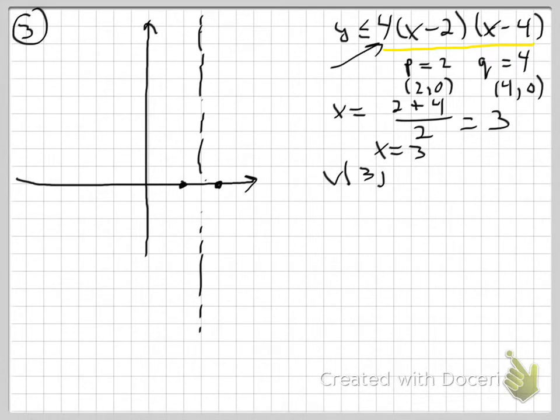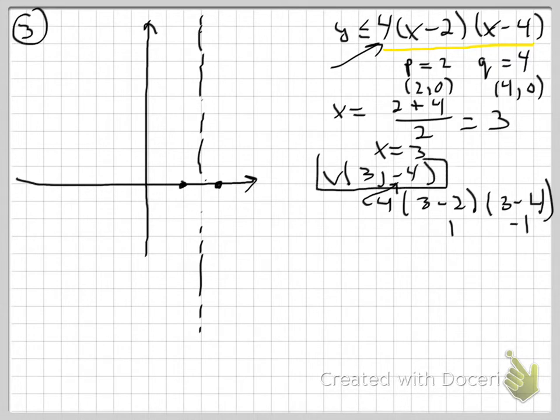I'm going to pretend it's an equal sign, and I'm going to go 4 times 3 minus 2 times 3 minus 4. And it turns out this is 1, this is -1, so I get -4. So there's my vertex, (3, -4). And that's over down here: 1, 2, 3, 1, 2, 3, 4. There's my vertex.